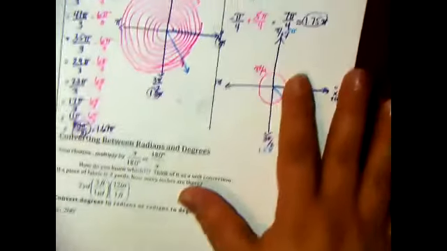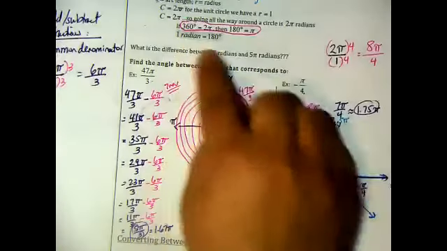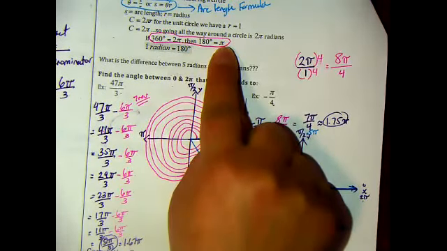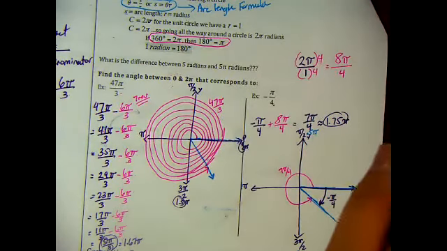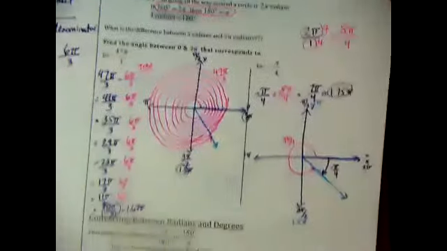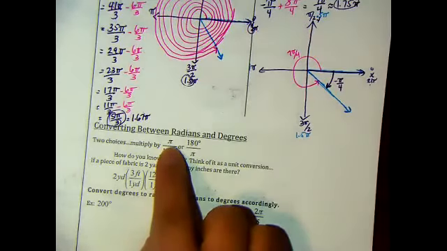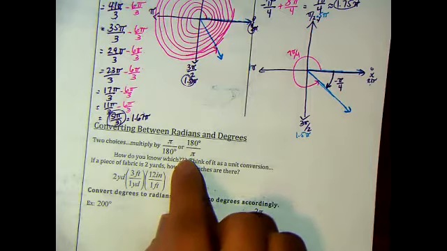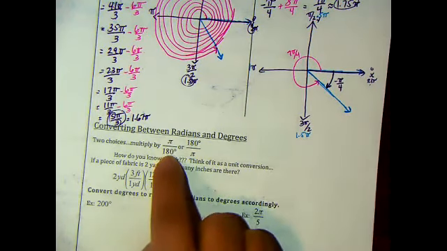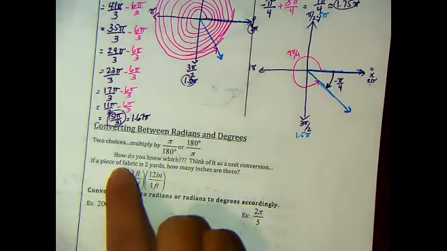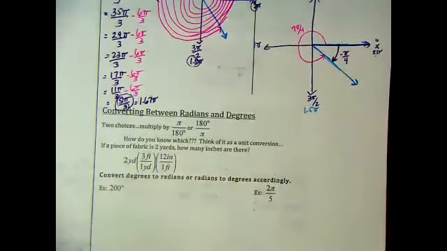We use the equivalency that 180 degrees is equal to pi. So we know that 180 degrees is the same thing as pi radians. We use this equivalency to multiply by the ratio of pi radians over 180 degrees or 180 degrees over pi radians. Each one of these fractions is equal to 1 because pi is the same thing as 180 degrees, so it's like dividing by itself. So how do you know which to multiply by, depending on what you're given?